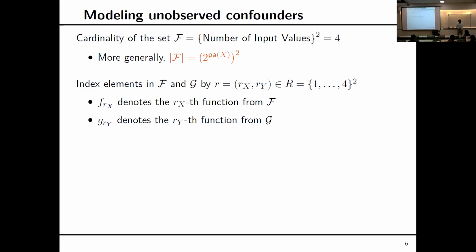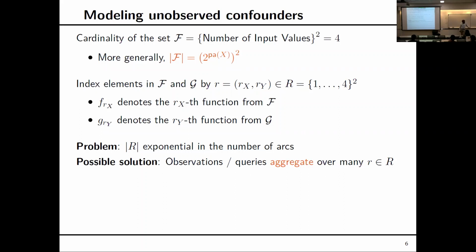Okay. So let's label the elements of script F and script G by two indices, Rx and Ry. They both take values in 1 through 4, so there are 16 of them. And the problem is that the size of this set R, the index set, is exponential in the number of arcs. So if you don't do something intelligent, you will run into trouble.